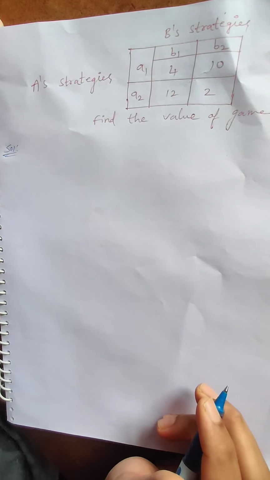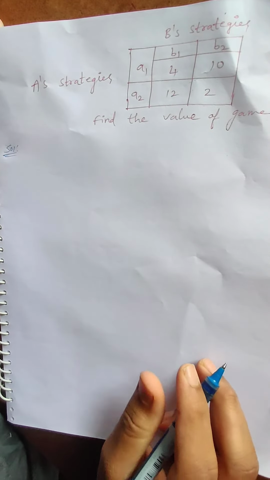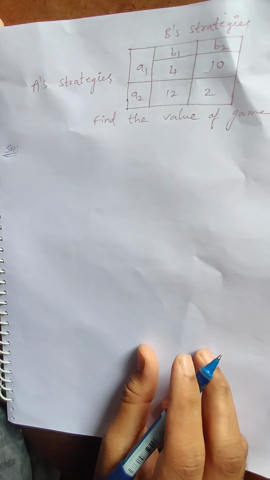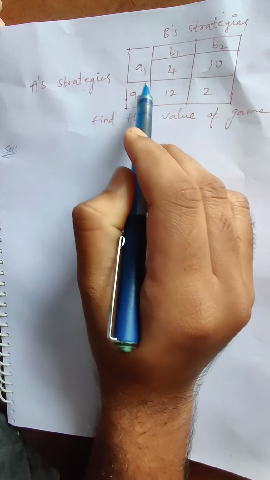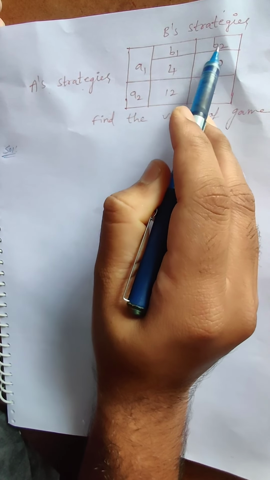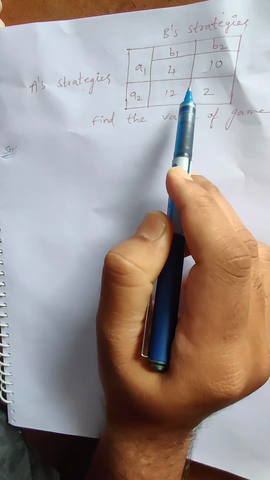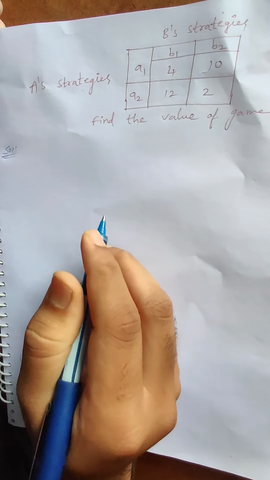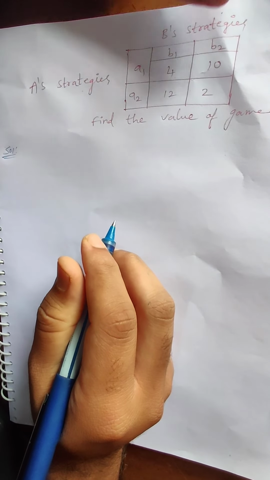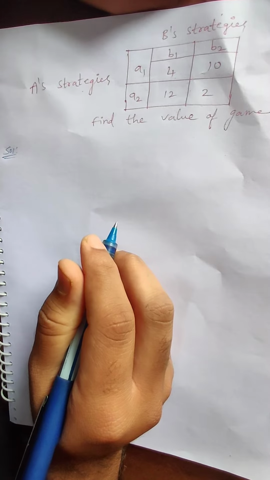So class representative Usha has given a question regarding game theory. In this question we need to find out the value of game. If you observe, they have given A strategies as A1 and A2 and B strategies as B1 and B2, with the values 4, 10, 12 as well as 2. In the initial stage we need to calculate the maximin value as well as the minimax value.